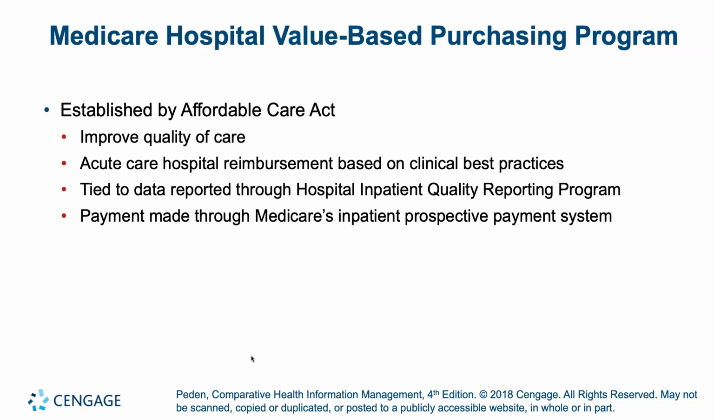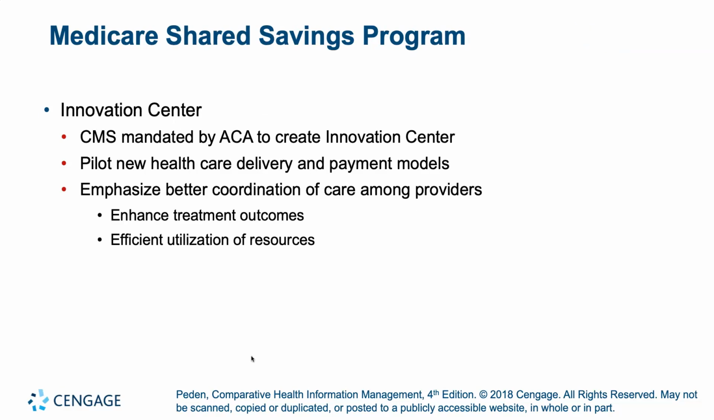So this is all tied to data. There is reporting that has to be done, and then there's payment that reflects what happens. Medicare Shared Savings Program, this is part of the ACA. It is looking for new healthcare delivery and payment models and trying to support those, and emphasizing better coordination of care among providers to try and improve treatment outcomes and utilizing resources efficiently.